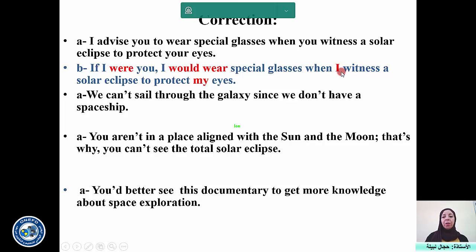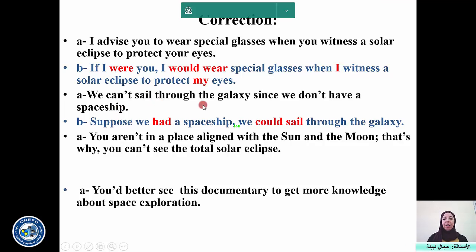Now, pay attention to all the changes that happened in this sentence. Why? Because we have changed the subject. It is no longer you, it is I. If I were you, I would wear. Okay? Special glasses when I witness a solar eclipse to protect my eyes.